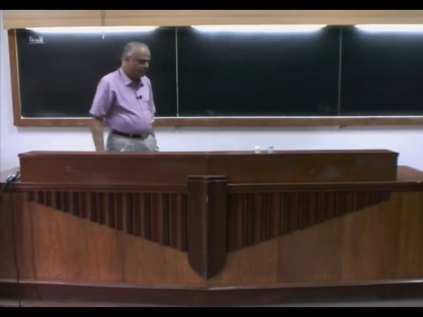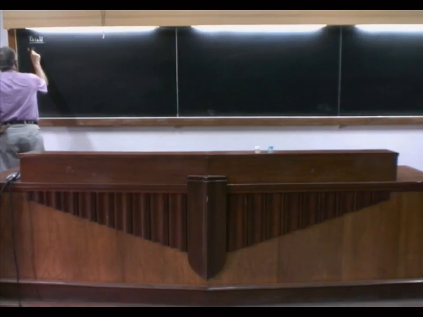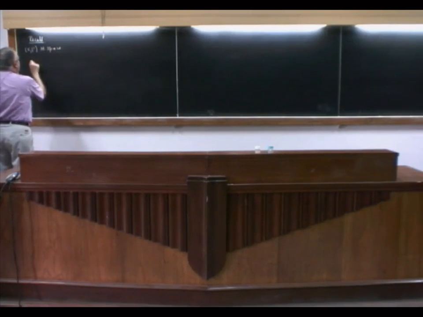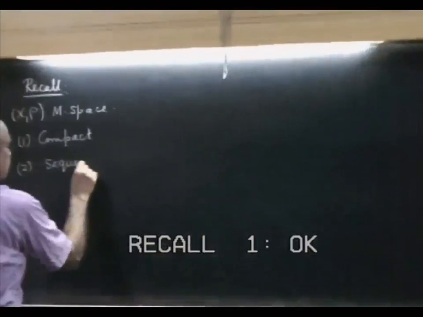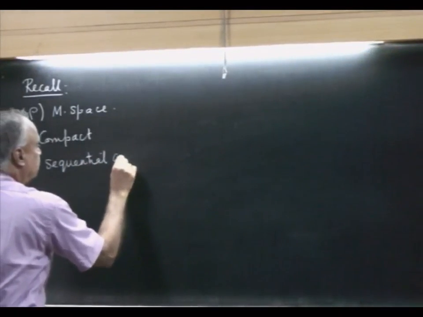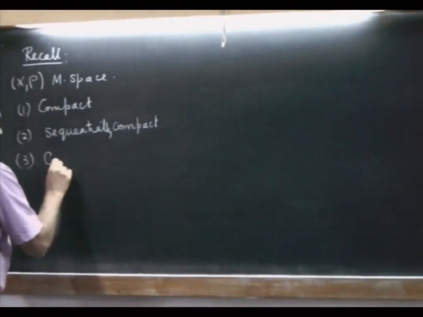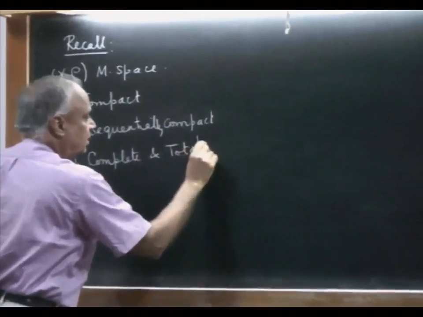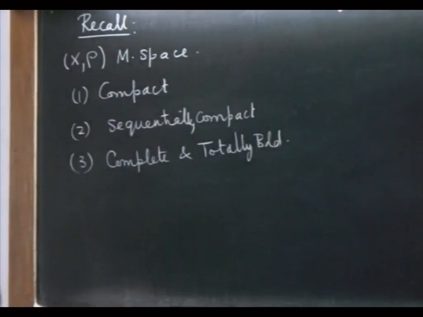Let me recall, we had the important notions of compactness. So when we had a metric space X, rho, we had the notion of compact metric space, we had the notion of sequentially compact metric space, and then we had this complete and totally bounded metric space. And we found that all these are equivalent.